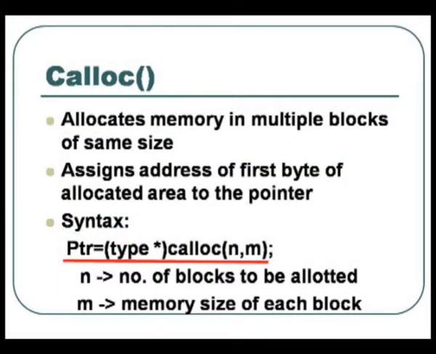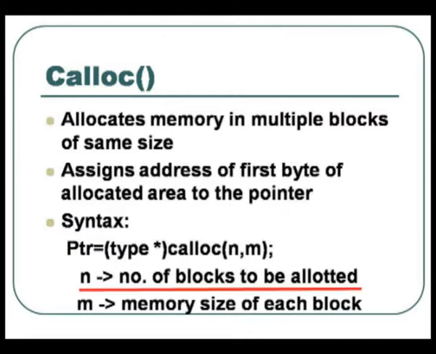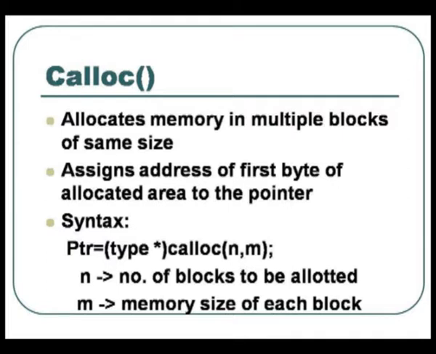So though 20 bytes are allocated, only the first byte of the first block of the memory is held by the pointer as an address, and the blocks will be continuously stored in memory. The same syntax, only instead of malloc you use the calloc function here, and within calloc you have two arguments. One is n, which shows the number of blocks to be allocated, and m is the memory size of each block. As I said, it can be 5 blocks of 4 bytes or 4 blocks of 5 bytes. So n determines the number of blocks, m determines the size of each block.